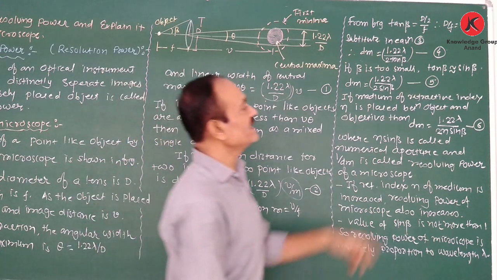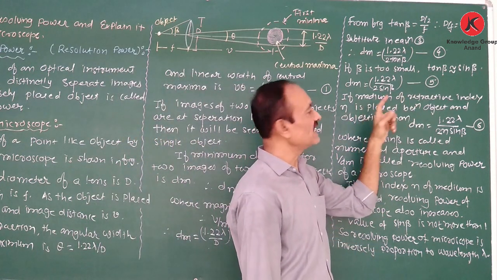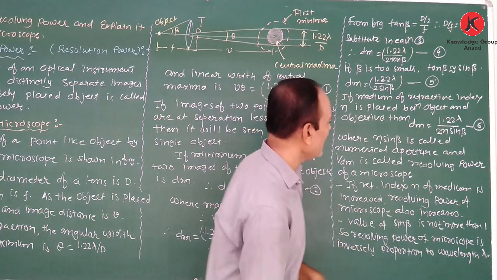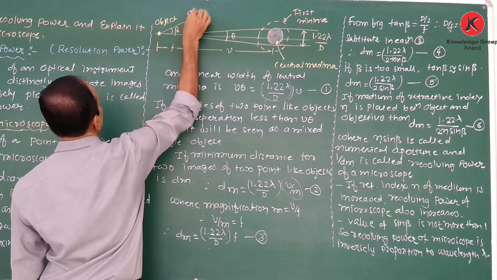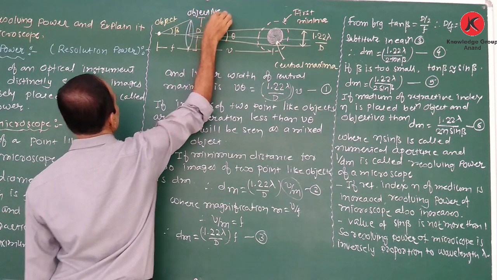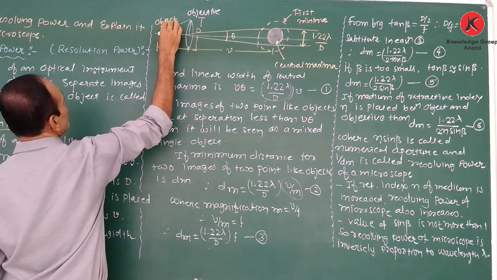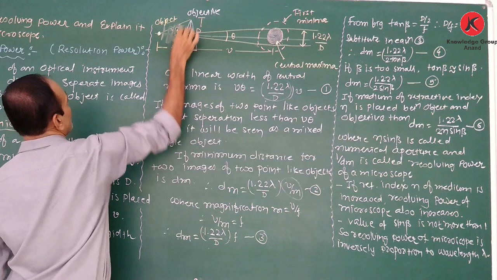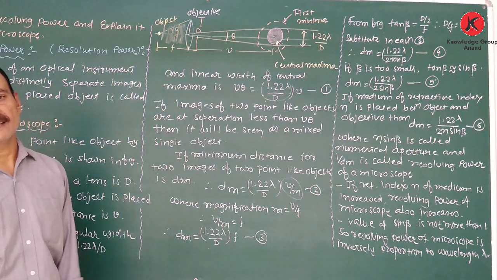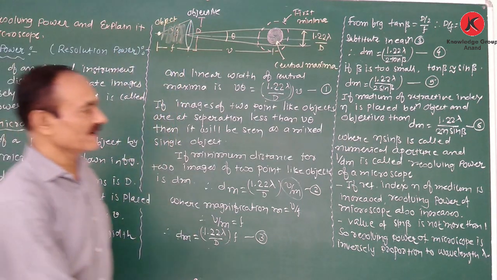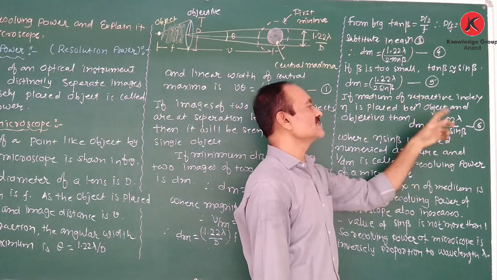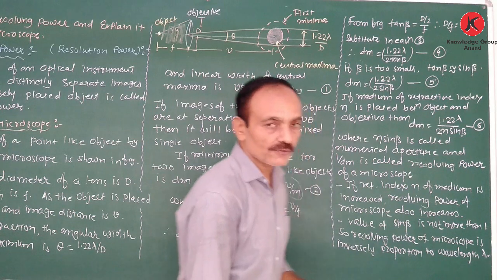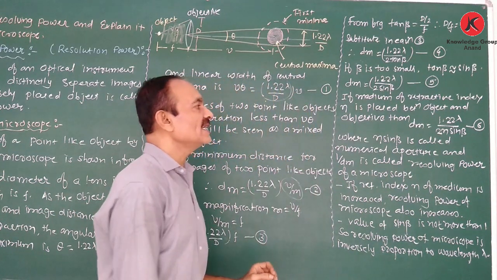Now, if a medium of refractive index n is placed between the object and the objective, so this lens is the objective lens. If we place a medium having refractive index n, at that time what happens? The distance between the two images, dm, is equal to 1.22 lambda upon 2n sin beta.